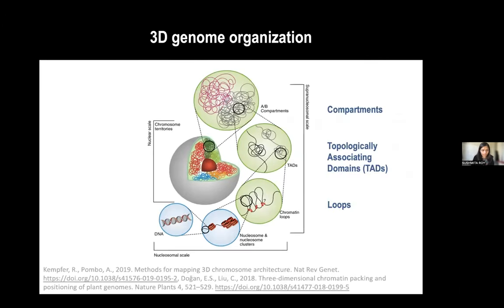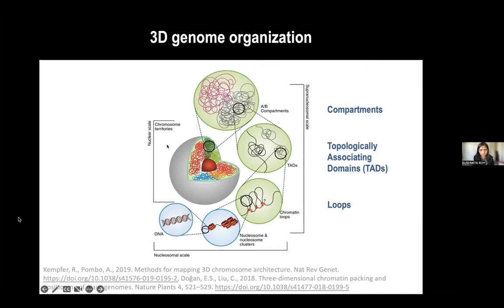So as you might know, the genome, the DNA, is a really long molecule and it's packaged inside the nucleus, and how the DNA is actually organized is very important. There are multiple levels at which the DNA is organized, and this can have major impacts on different types of normal as well as disease processes.